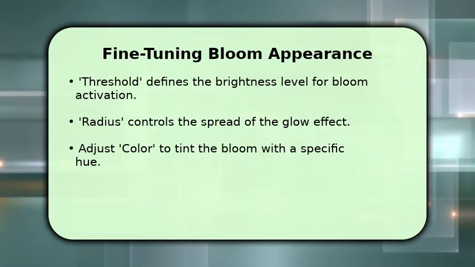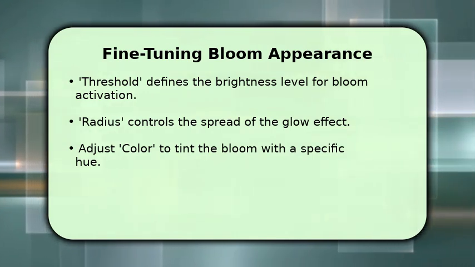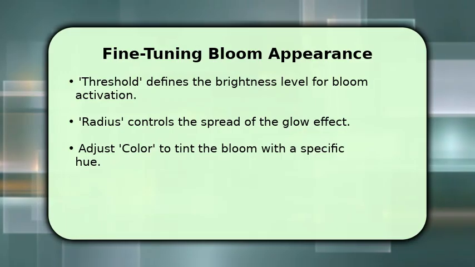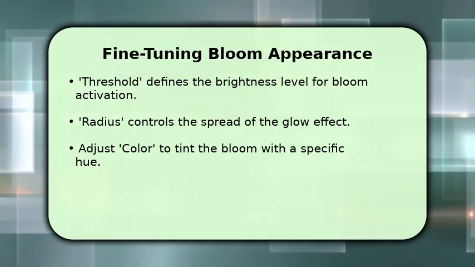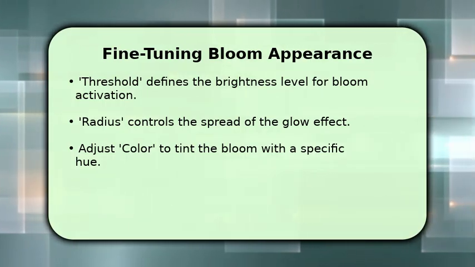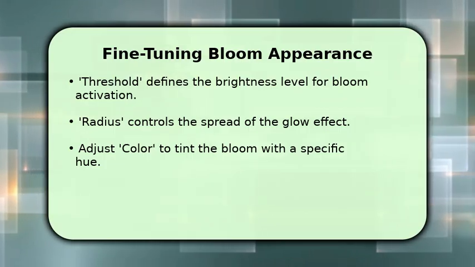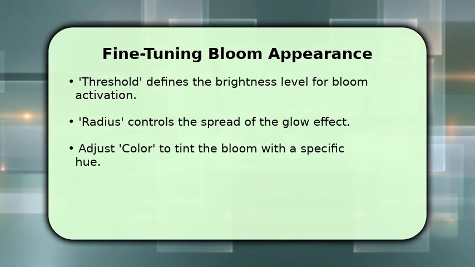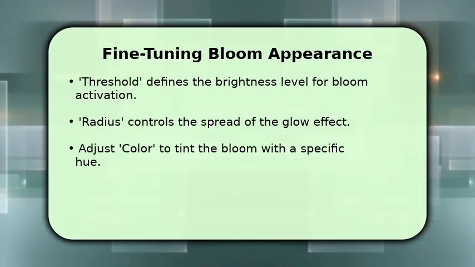Beyond intensity, threshold and radius offer more advanced control. Threshold sets the minimum brightness a pixel needs to emit bloom. Lower values mean more areas glow. Radius dictates how far the glow spreads from its source. You can also change the color of the bloom, adding a warm orange or cool blue tint. These settings allow for highly customized and artistic results.